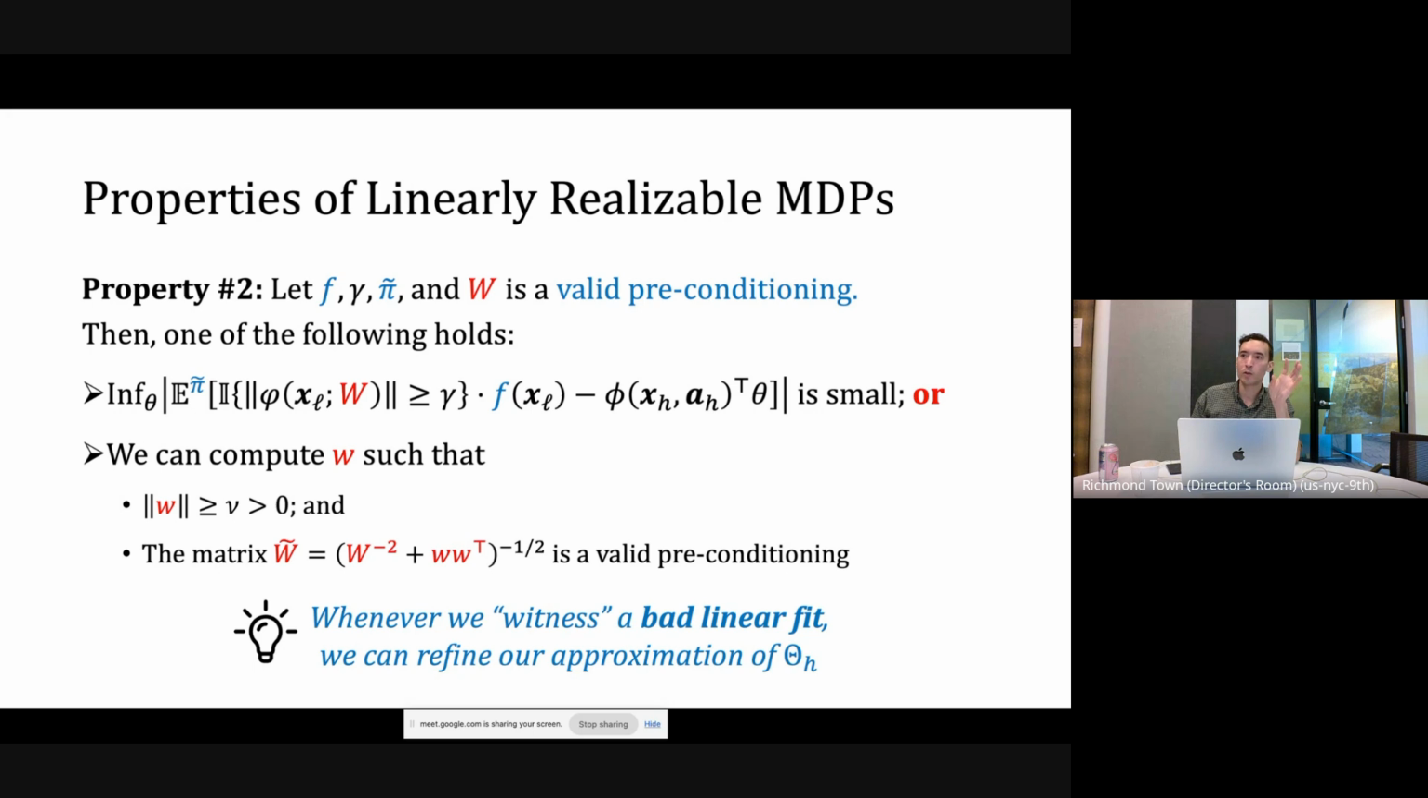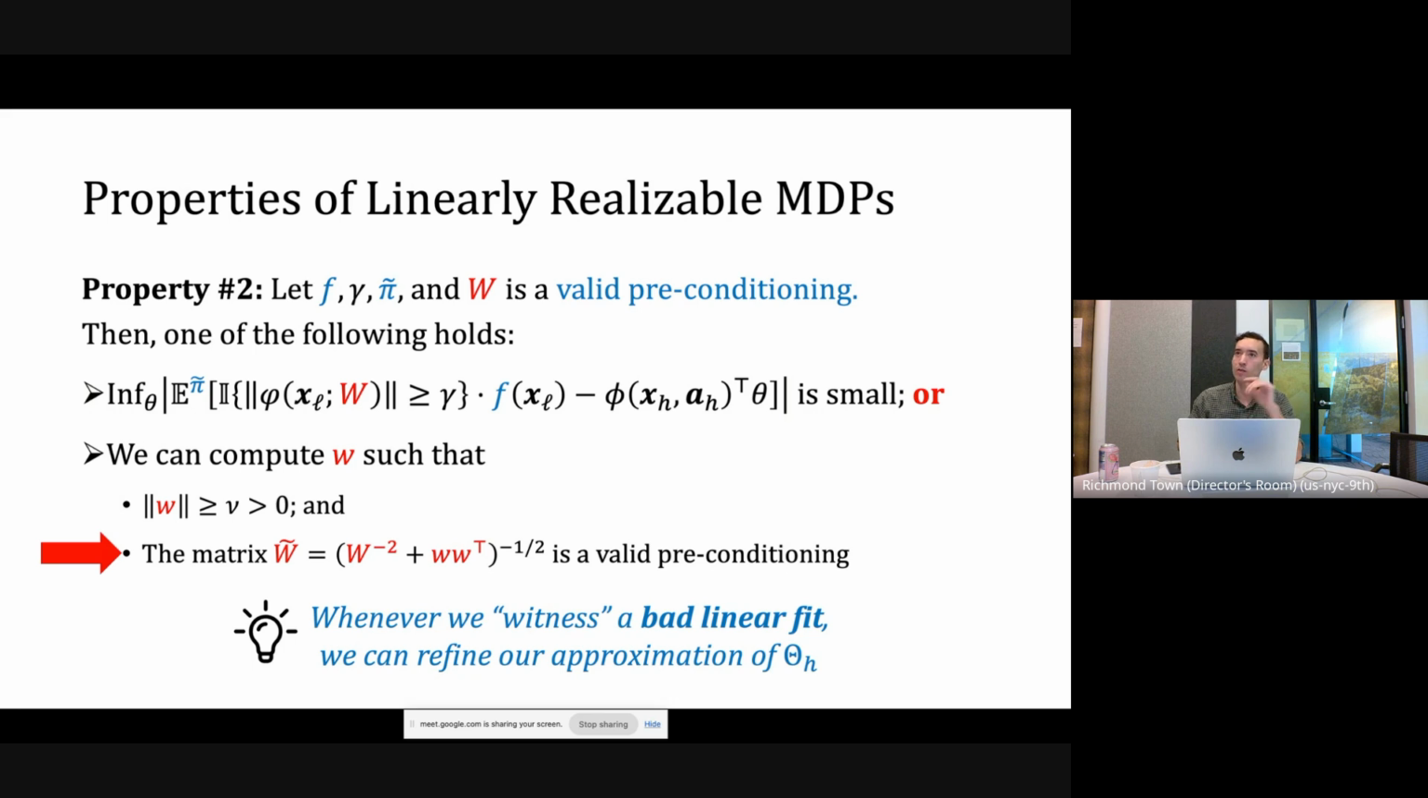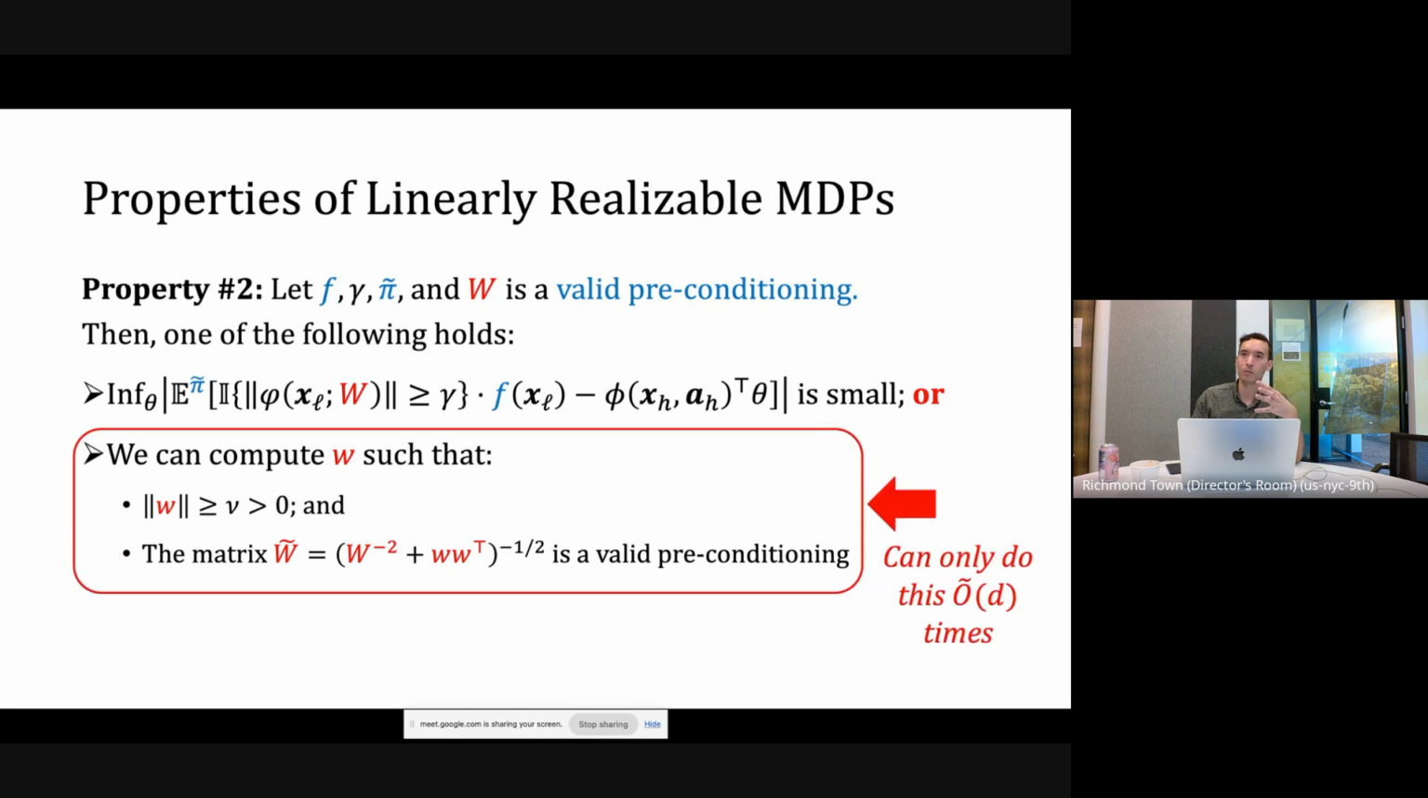So this second property is going to give us some idea of what we can do algorithmically. What this says is, if you somehow witness a bad linear fit, then you can update your preconditioning matrix and refine the approximation of the theta H space. And what's also very nice, because of the definition of the valid preconditioning, is that you can only update this preconditioning of order d times. So this will eventually stop, and once it stops, then you're guaranteed to have a good approximate linear fit. Okay, so this gives us a hint of what we can do algorithmically.